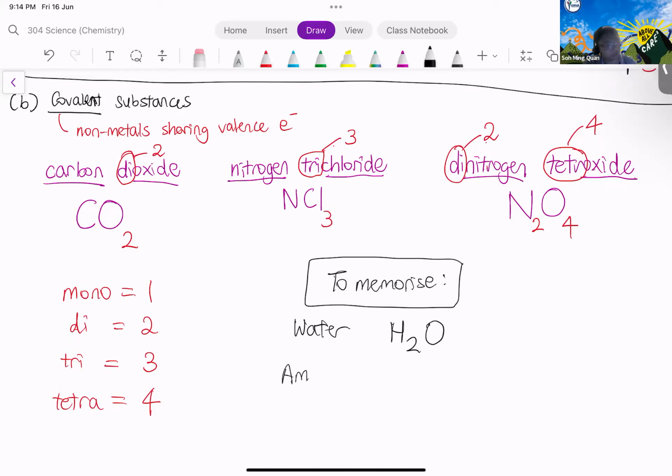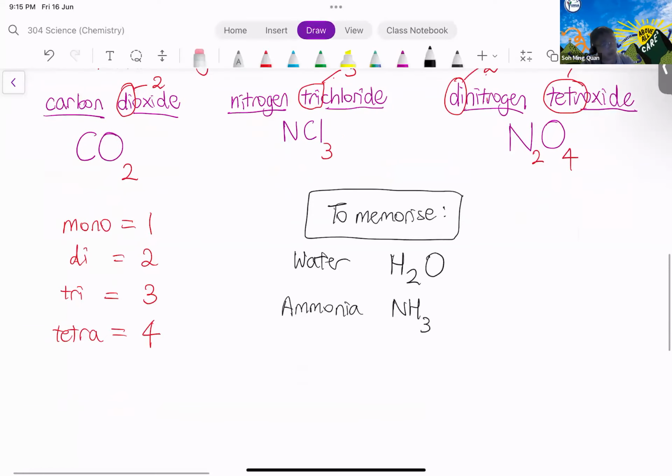Next, ammonia. Ammonia is NH3. Now, ammonia is very confusing because you tend to confuse it with ammonium. Ammonium is an ion. Ammonia is NH3, is covalent. Next, methane. Now, methane you have learned under organic chem. Methane is an alkane with 1 carbon, so CH4.